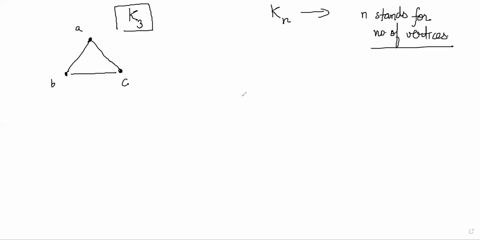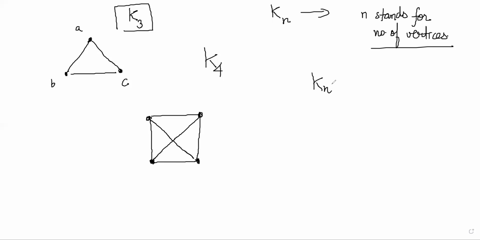So if I want to draw K4, for example, I will draw a square. But that is not going to be sufficient because I also have to connect these two, and I have to connect these two. So this is a complete graph of size 4 because any two vertices you can see are now connected. Now you can easily deduce that if you have Kn, right? Basically there are n vertices.